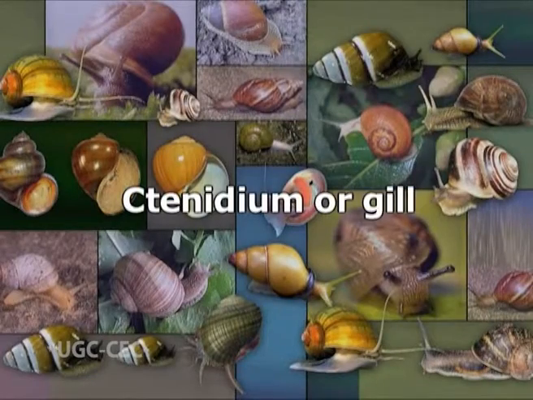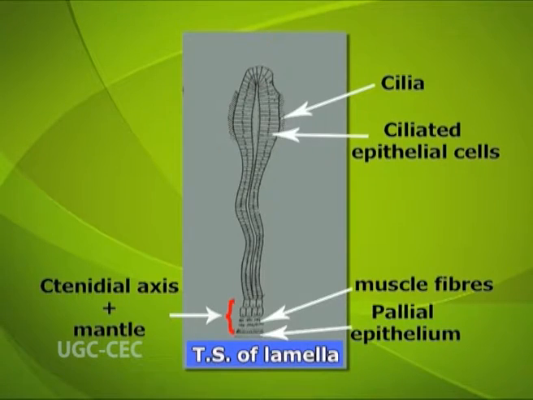Ctenidium or gill. The ctenidium or gill is the organ of aquatic respiration. The ctenidium is situated on the dorsolateral wall of the branchial chamber of the mantle cavity. It is composed of a long series of thin triangular leaflets or lamellae lying parallel to each other, which are attached to the mantle wall by their broad bases but have their apices hanging free in the branchial chamber.